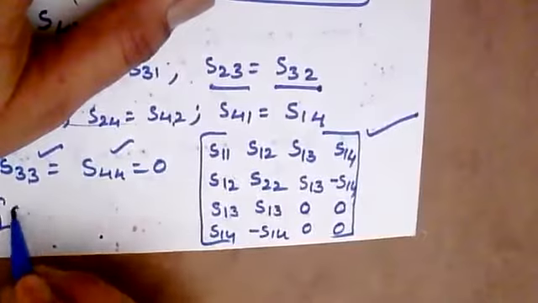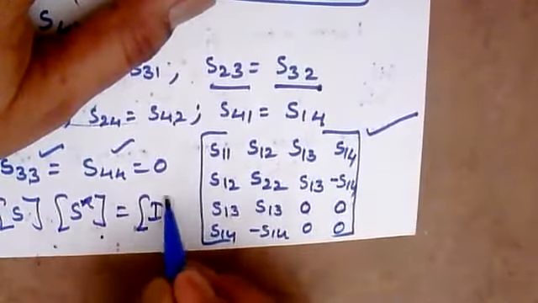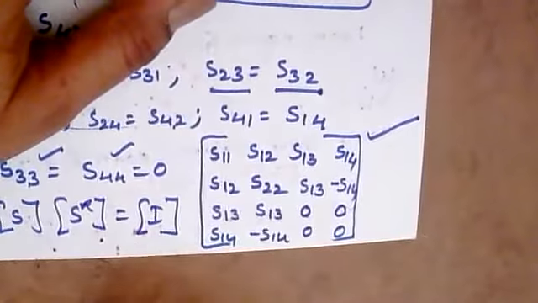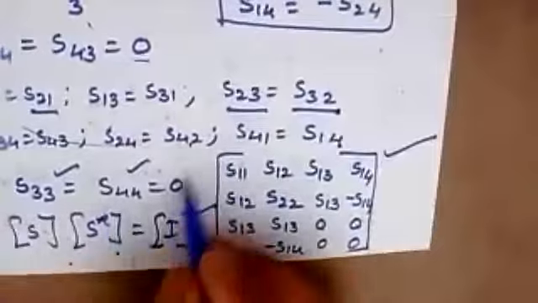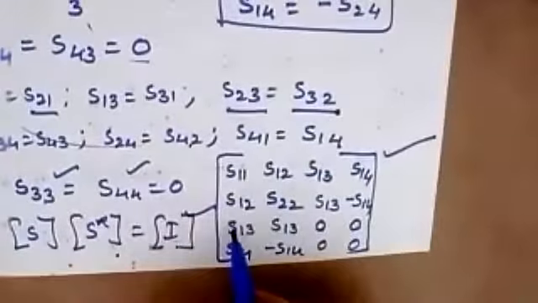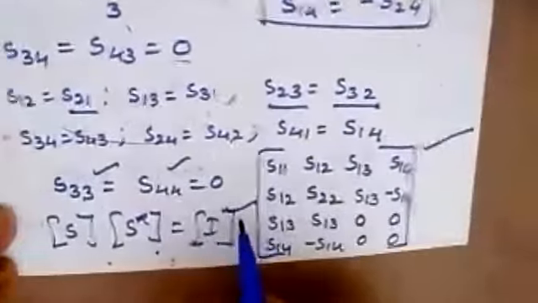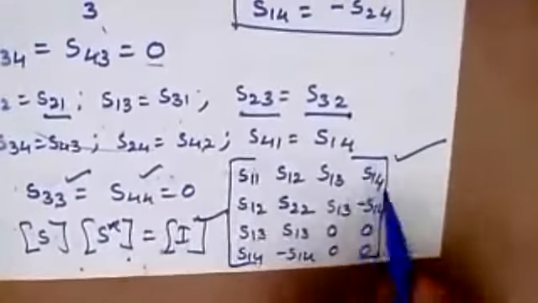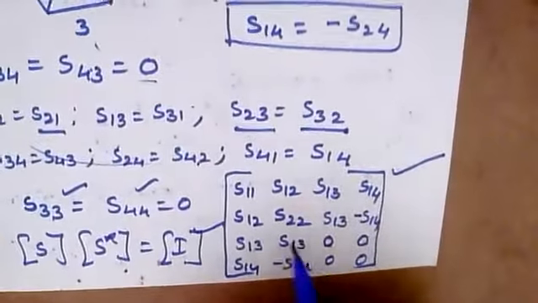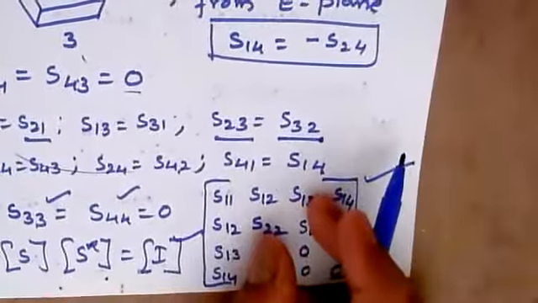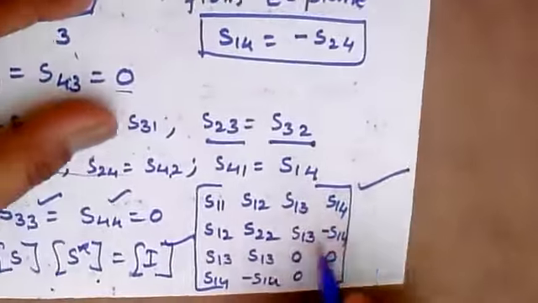Thus following the same procedure, S times S complex conjugate we should make equal to the identity matrix, that is the unitary matrix. Taking row 1 column 1, row 2 column 2, row 3 column 3, row 4 column 4, and apart from that we can take any one extra if it is required. Then simplifying that, we have to calculate all these values and replace in this. Then we get the S matrix of the magic T. So this is how we'll get the value.